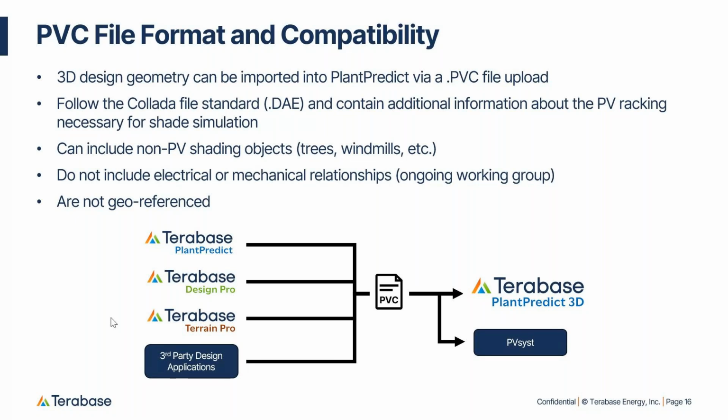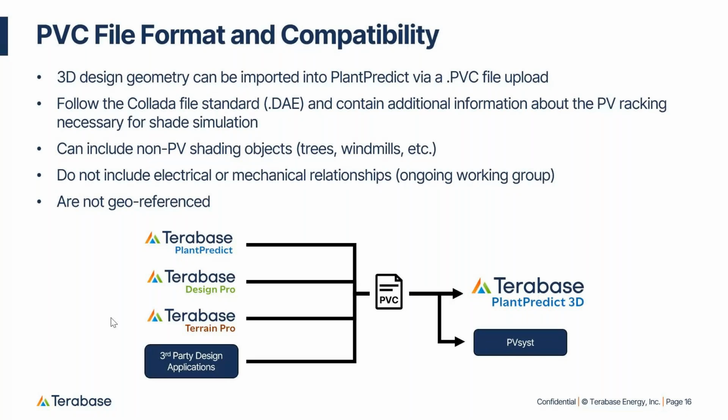In the graphic below, I'm trying to illustrate the fact that there are a couple of different ways to generate PVC files. In the Terabase world, there are 3 different ways to generate PVC files today. For today's demo, I'm going to be highlighting how to do this from the PlantPredict map builder interface. But it's also possible to get even more detailed, especially from a grading and racking mechanical perspective, within Design Pro and Terrain Pro. Both of these applications now allow you to export PVC files of your 3D design.